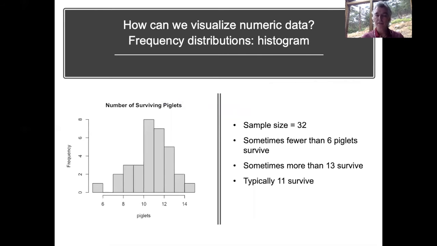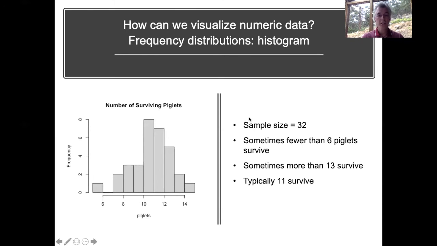We can also plot frequency distributions for numeric data, and in this case, we give them a special name called histograms. So a histogram is just a type of frequency distribution that's plotted for numeric data. So here we have a sample of 32 observations of the number of surviving piglets from 32 different litters. And we can see from this histogram that sometimes as few as 6 piglets survive, but most of the time in and around 11 piglets survive from any given litter.